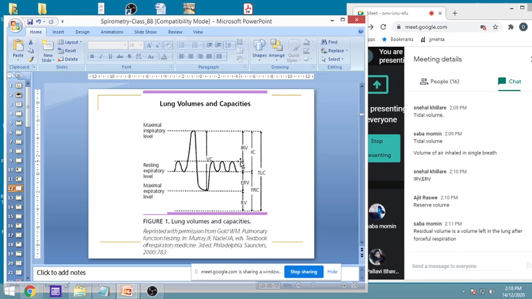Then tidal volume plus IRV becomes the inspiratory capacity, and this plus this becomes the expiratory reserve one. And when you add these two, it becomes the forced respiratory capacity, and this is the total, that is total lung capacity. So this graph is very, very important, it helps us in various ways. Now we shall see the importance of each.